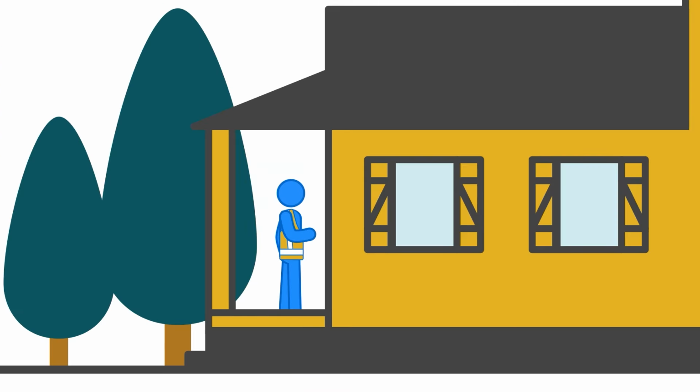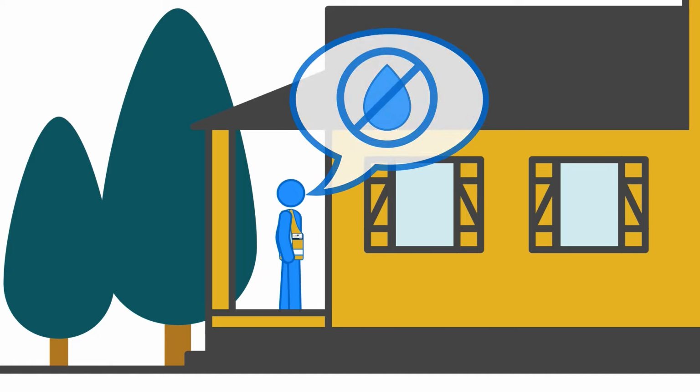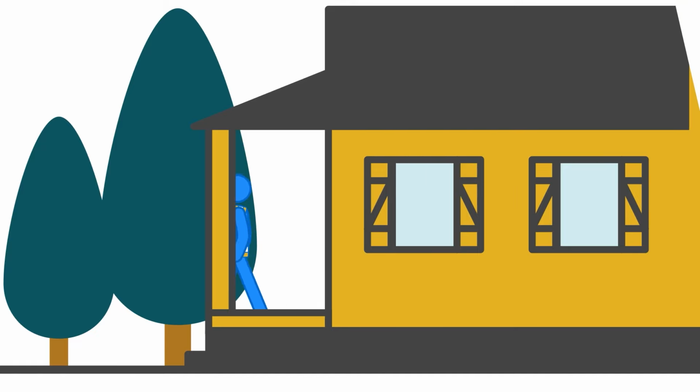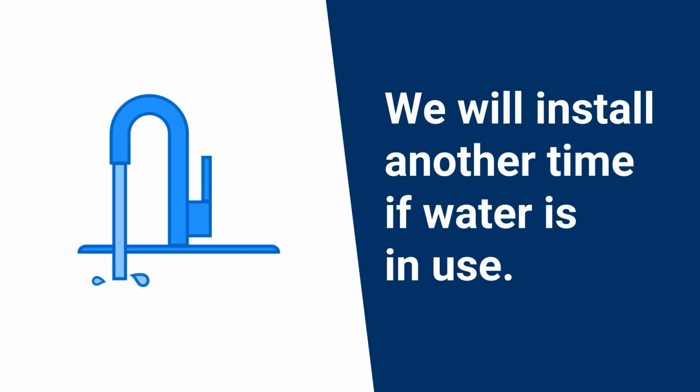The installer will not need to enter your home. The installer will knock on your door to see if you're home. If so, they'll ask you to stop using water during the install. Then they'll get to work. If you're not home, they'll go ahead and check if your water is currently in use. If your water is in use, the installer will come back another time to upgrade your meter.